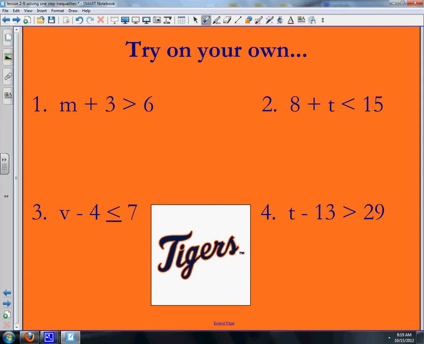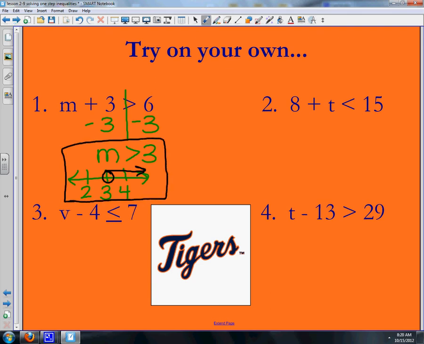Okay, so for this first one, I am going to minus 3 from both sides. So I get m is greater than 3. I draw a graph. Does not have to be anything fancy. You can have just 3 numbers. I look and I say, okay, this is going to be an open circle at 3, and it's everything greater than. And that's all you really have to do. So you have 2 answers. You have a graph and you have an inequality.